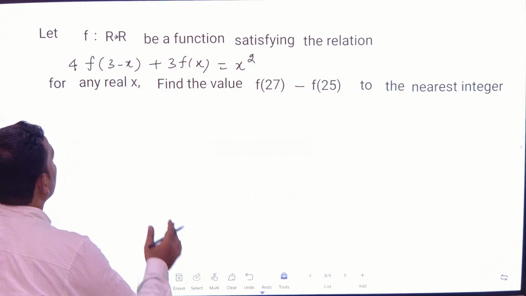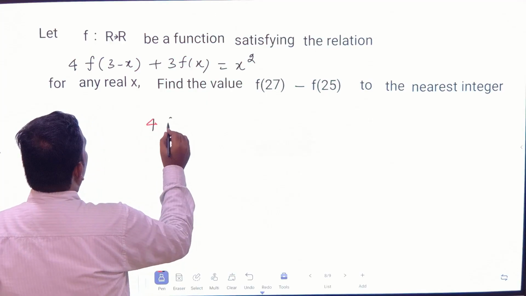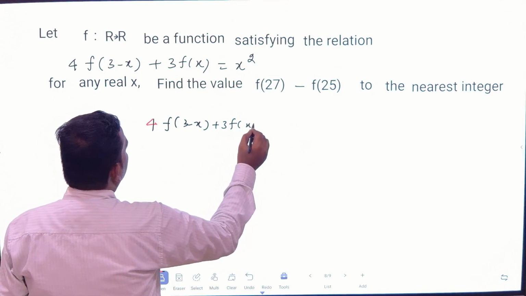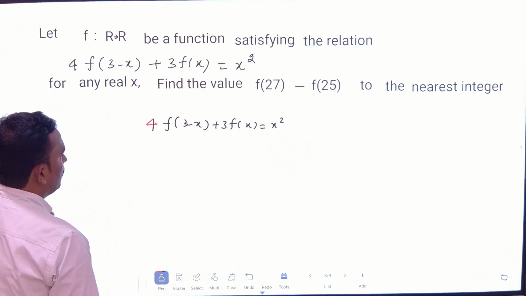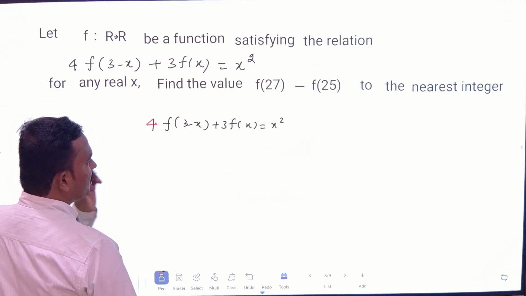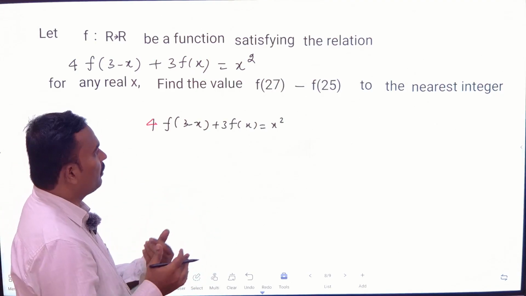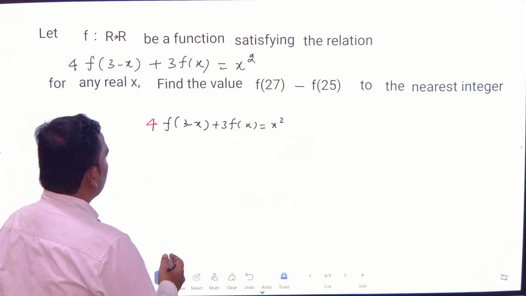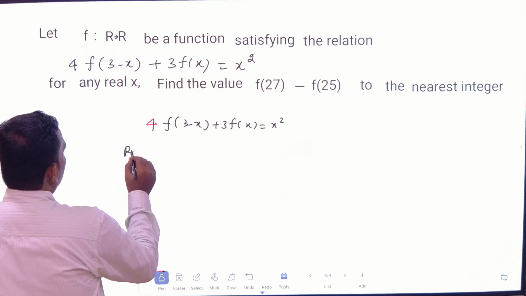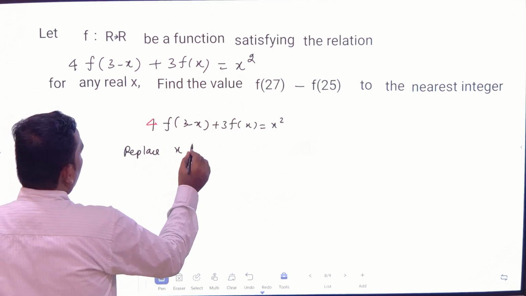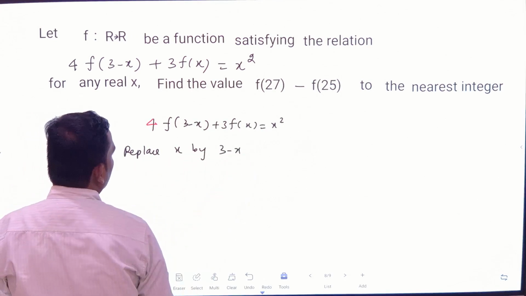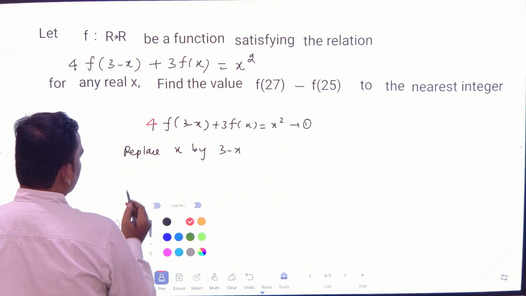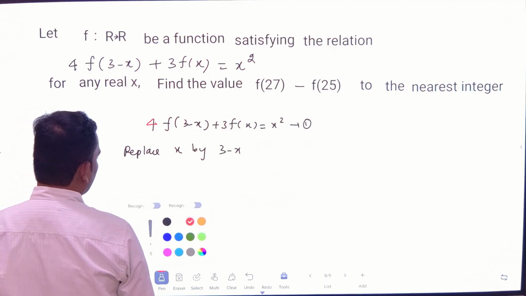You can see, student, first take the equation 4 times f of 3 minus x plus 3 times f of x equal to x square. Your ultimate target is to find f of x. Then how to remove the 3 minus x? I'm replacing x by 3 minus x. Suppose I take this as the first one. If we replace x by 3 minus x, what will we get?